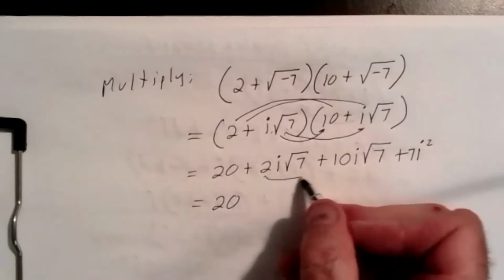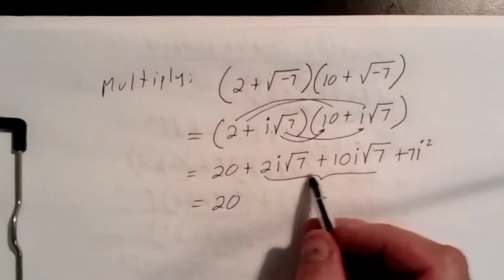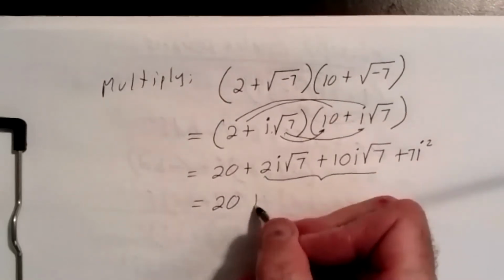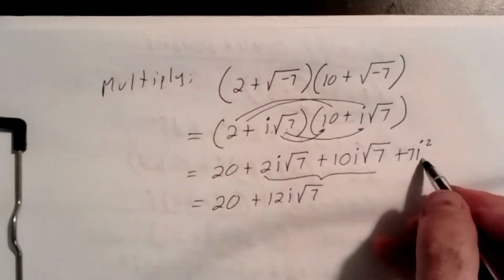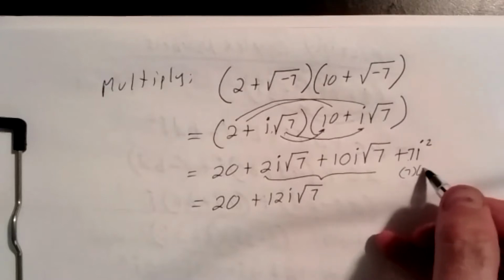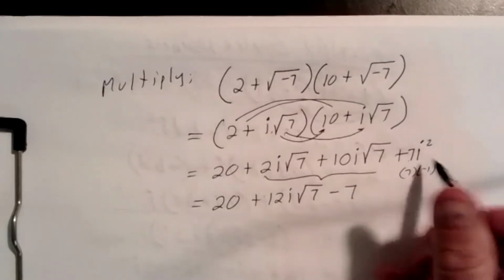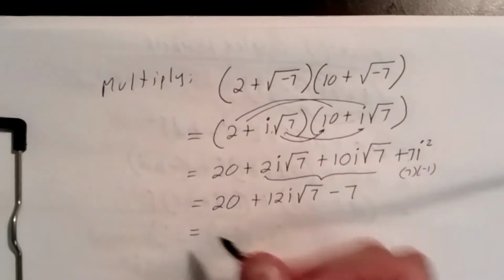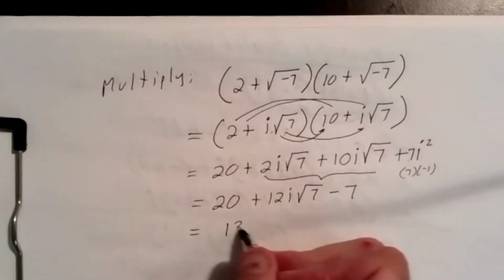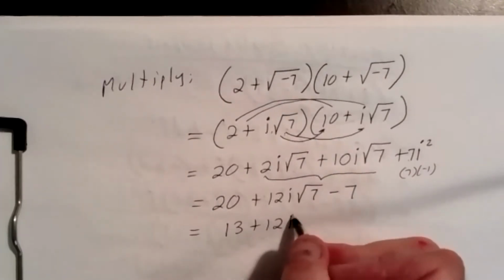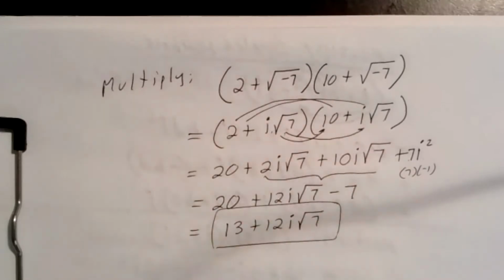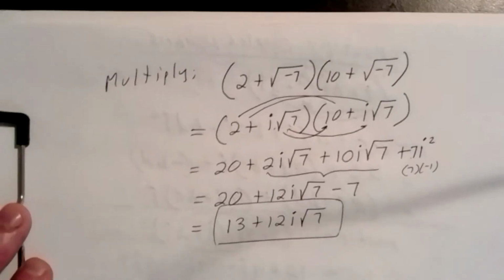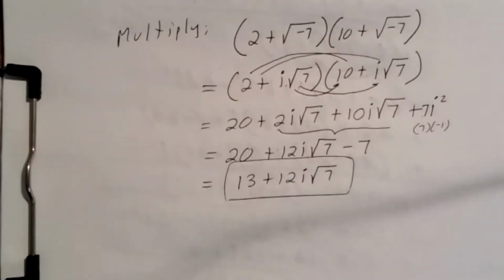Simplifying, combining the two middle like radicals, 2i square root of 7 added to 10i square root of 7 is going to be 12i square root of 7. 7 times i squared is really 7 times a negative 1, which is going to be a minus 7 at the end. Finally, 20 subtract 7 is 13. And you got your answer. All right, that's it. Do we see how we're multiplying complex numbers together here?